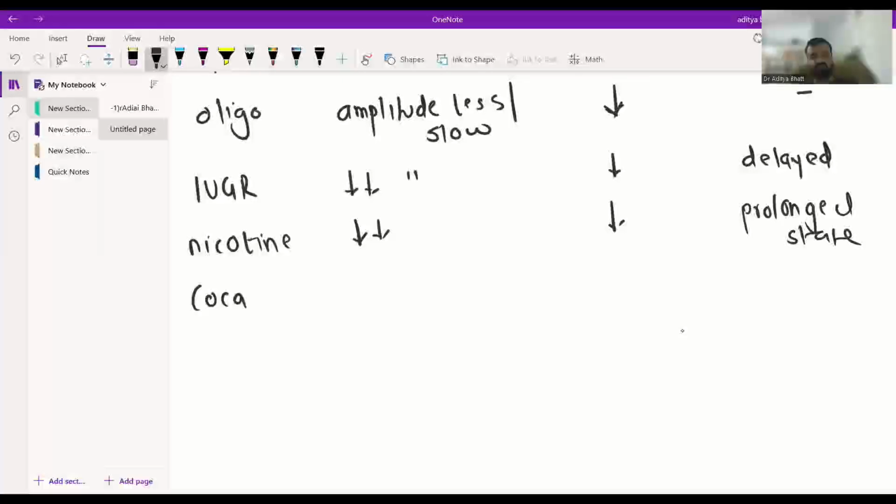Next is maternal cocaine. Again, it is a worse variant of nicotine. Same vasoconstriction will happen. But cocaine is a very strong stimulant compared to nicotine. So the movements will increase. The breathing is disorganized and altered, and the movements are also disorganized. Okay, the child is obviously getting stimulated.